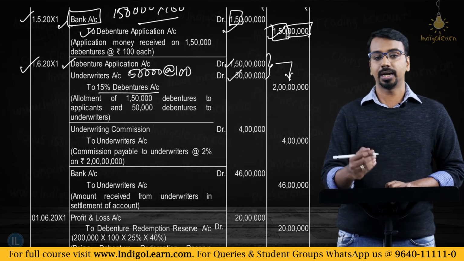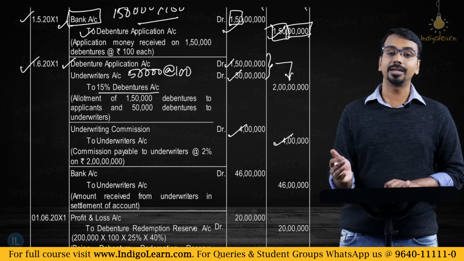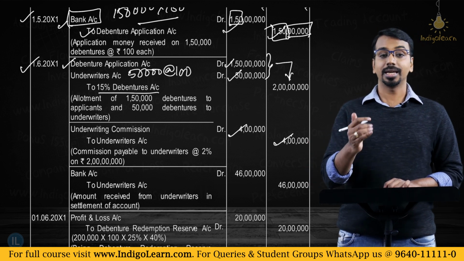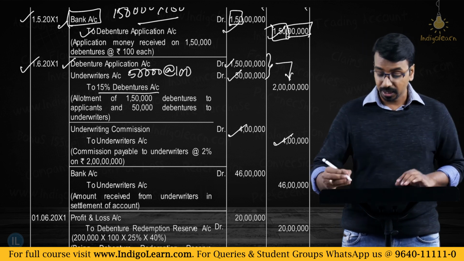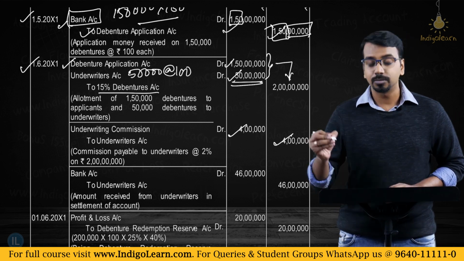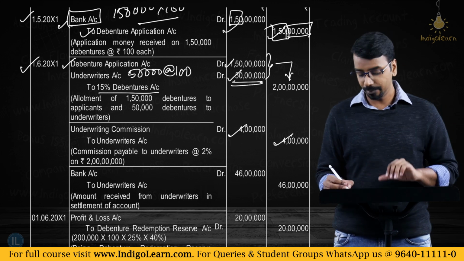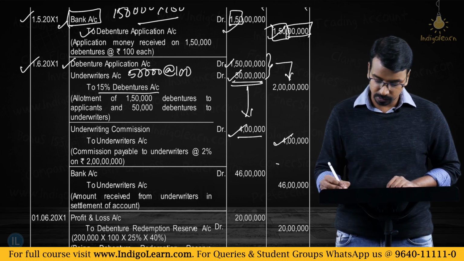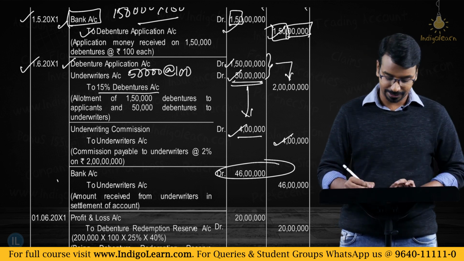Then you have to pay underwriters commission of 4 lakhs. Now, after you credit the underwriters with their commission, the next thing is the settlement to underwriters. Underwriters will have to pay you money. You have to collect 50 lakhs on account of shortfall in subscription, and you have to pay them 4 lakhs. So 50 minus 4, 46 lakhs is what you will receive from the underwriters, right?